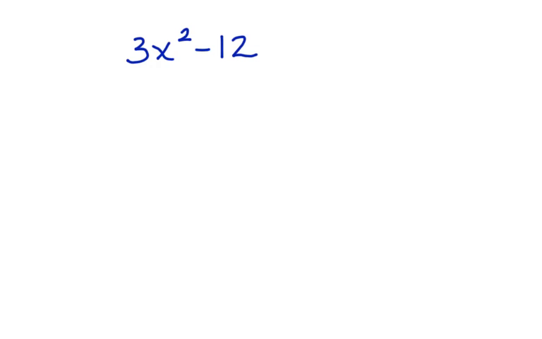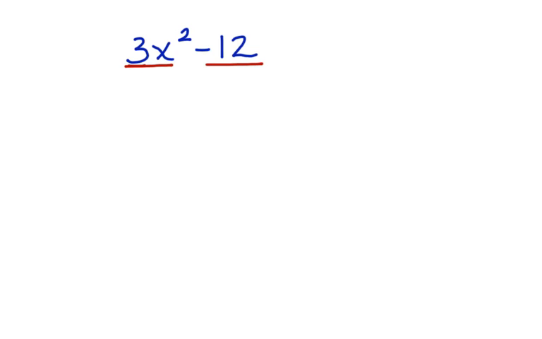Here's our expression, 3x squared minus 12. Now notice that the coefficient that goes with the x squared isn't 1. So we're going to have to factor this expression in a different way than just into two binomials. The first thing we can do is look for a greatest common factor in this term and this term.